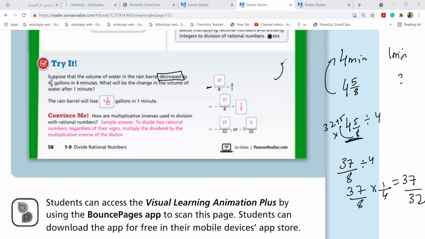Now, when you divide 37 and 32, you get 1 4/32. Sorry, 5. 1 5/32. This is your answer. Any questions?